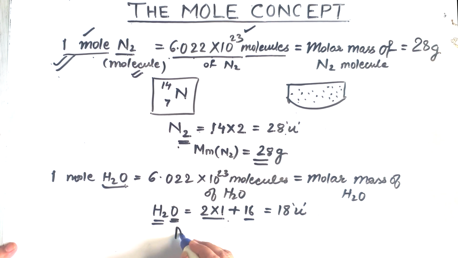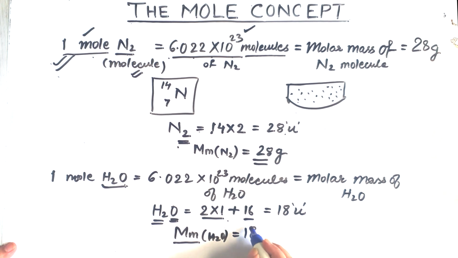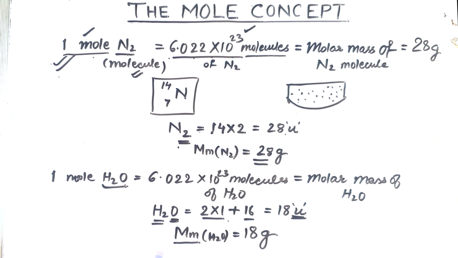But here we have to take the molar mass of water. So do remember, molar mass is indicated by capital M, small m. So what is it? 18, and instead of u we will use grams. So 18 grams. So what can I say here?